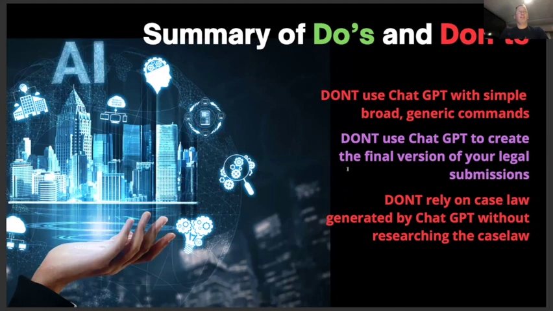And don't rely on case law generated by ChatGPT without thoroughly researching the case law to make sure that it benefits your case and that it is exactly the case law that you're looking for to support the arguments that you're making. Don't just trust it to do everything perfectly.